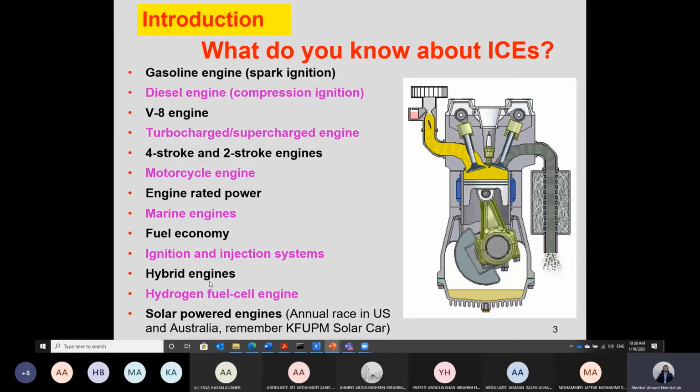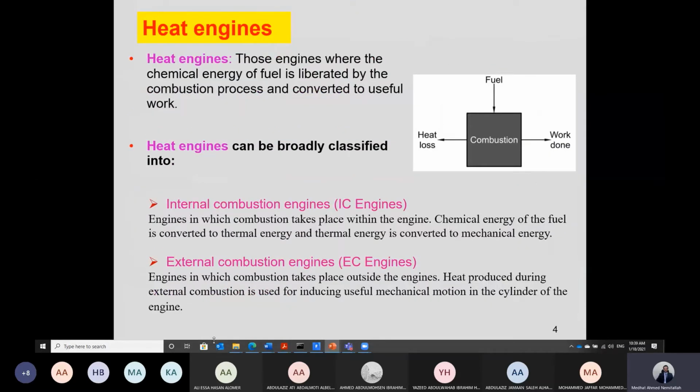Also, we'll be talking about the hybrid vehicle, as I told you, the hydrogen fuel cell, and inshallah we'll be talking about the solar car, and I think you have heard about the KFUPM solar car. I think this car has participated in the annual race. There is an annual race for solar cars, which is held in the US and Australia. Every year there is a race for solar cars. So hopefully, inshallah, we can have a group of you participating in this race. Let's go ahead with this course.